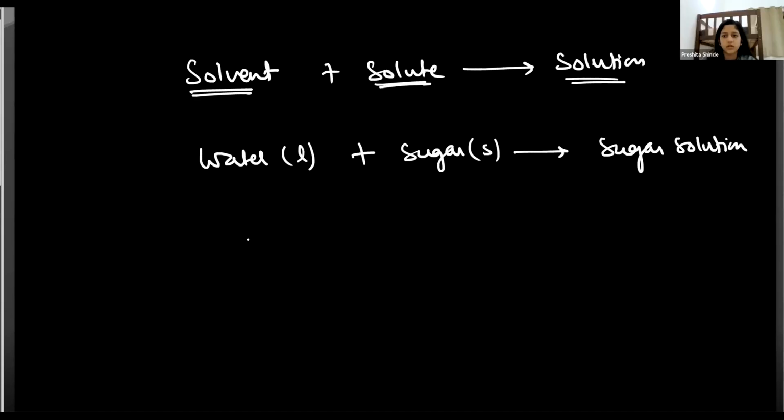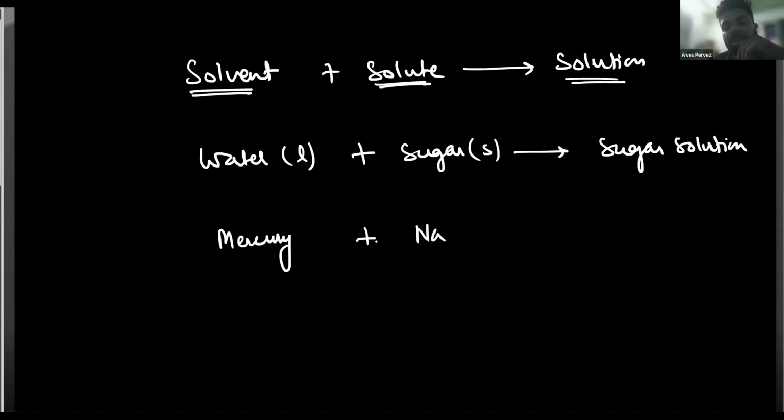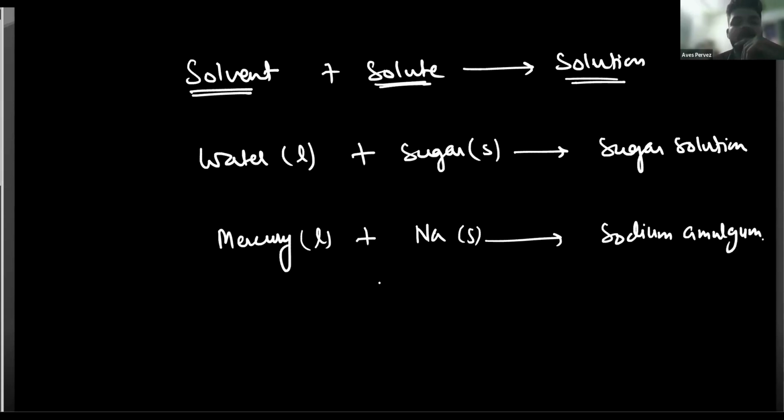Water is the solvent and sugar is the solute. But I'm going to give you another example. Let this be mercury, and this one sodium. Mercury is liquid, sodium is solid, and together they form sodium amalgam. What is the solute and solvent in this one? The solvent is mercury and the solute is sodium.